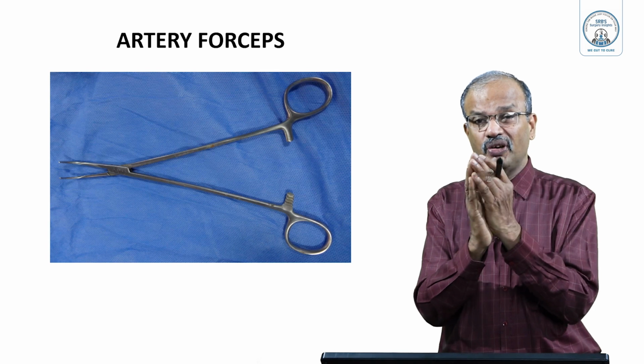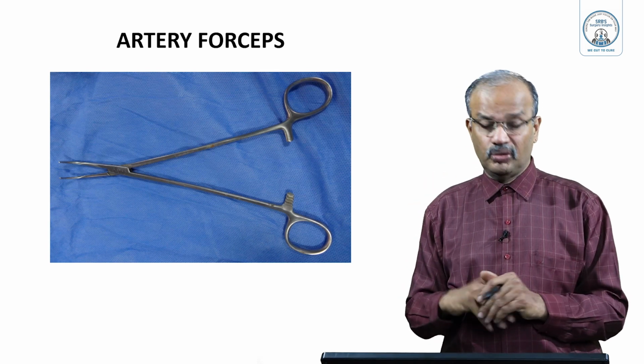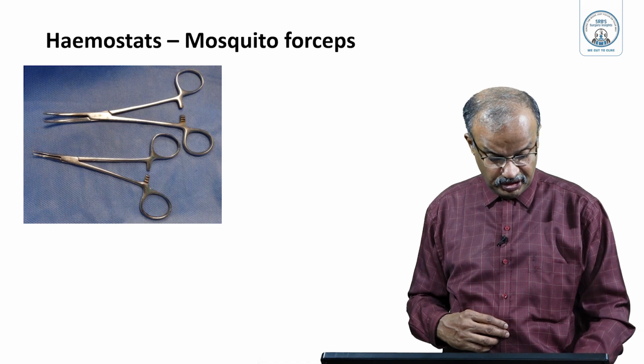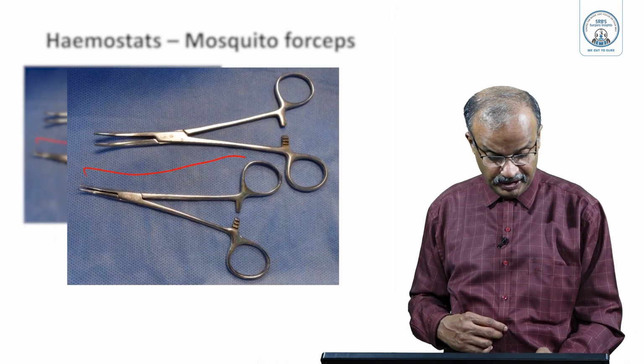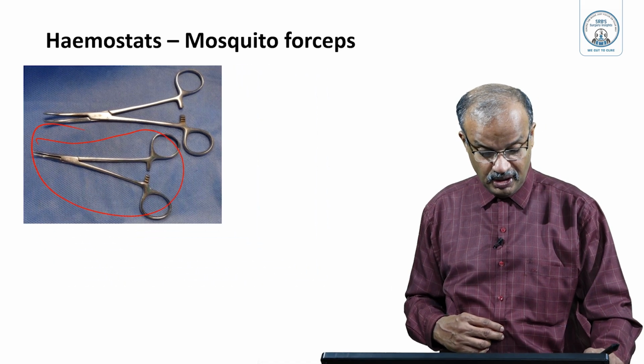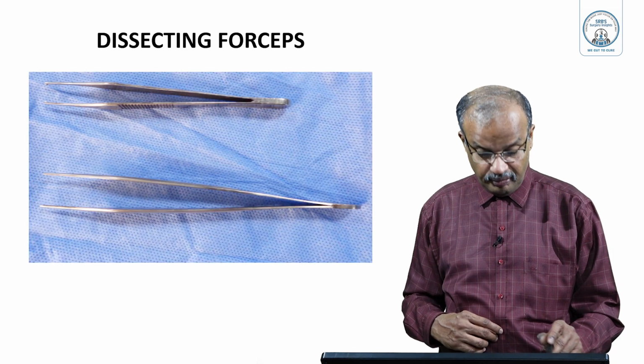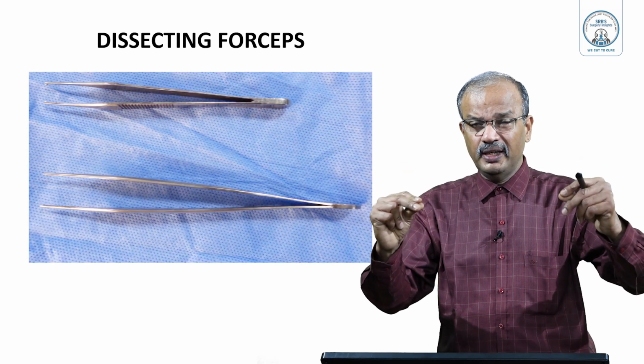Within the distal jaw there are transverse serrations, so it gives a very good grip. Now, small mosquito forceps. This is the small mosquito forceps I mentioned. Mosquito forceps size is small, that's why it's called mosquito forceps. Again, for small dissection.